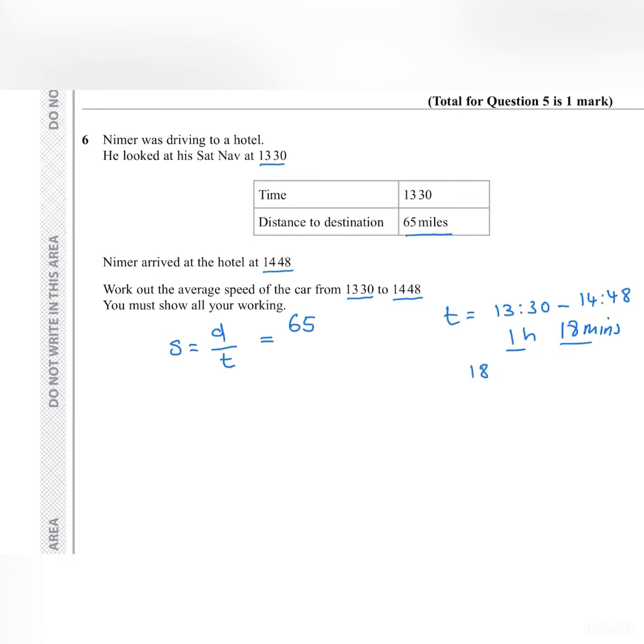So 18 minutes needs to be converted into hours. So it's going to be 18 divided by 60, which is 0.3. So the time was 1 hour and then 0.3 hours, so 1.3 hours. Okay, so then we can substitute this in. Distance divided by time, 65 divided by 1.3, which is 50 miles per hour.